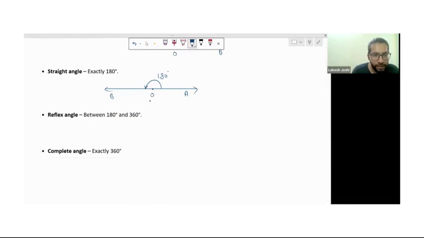Now for this one, reflex angle, it's between 180 and 360 degree, and we can do, okay, in this case we have to measure this part, the big one, and it will be in between 180 to 360 degree. Now the last one, which is complete angle, so it is exactly equal to 360. It starts from one point and goes up to there.